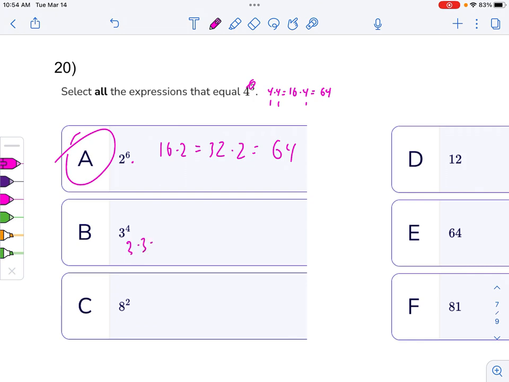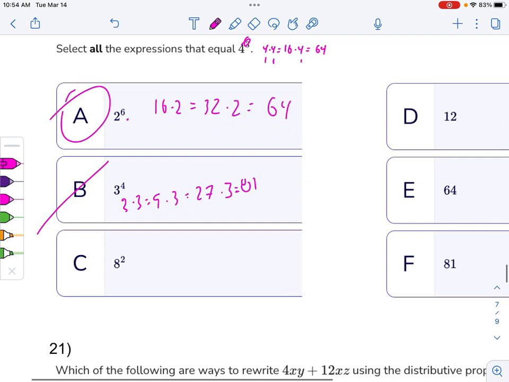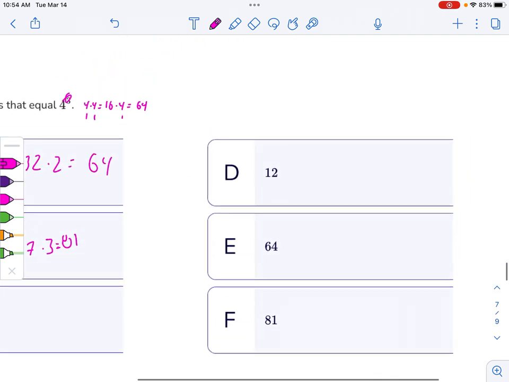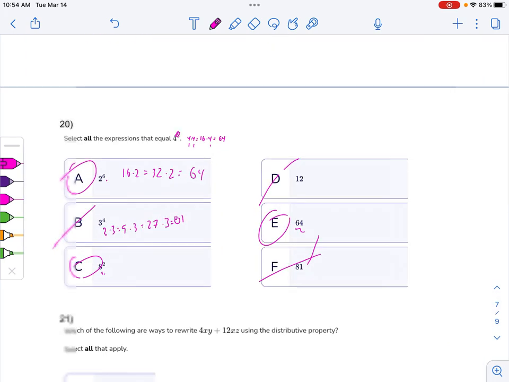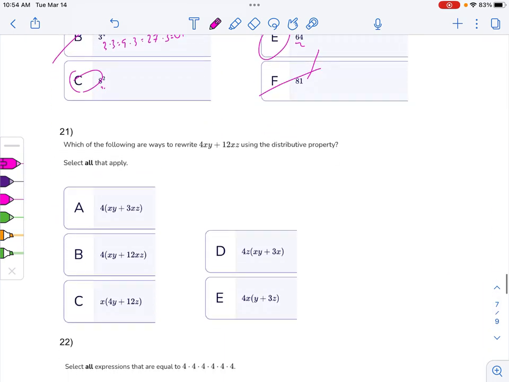Okay, 3 to the 4th power. 3 times 3 is 9. Times 3, which I'm all the way up to 27. Times 3 more. 27 times 3 is like 81. Yep, nope, doesn't work. 8 times 8, that's 64. That works. 12, yeah, no, that's just 12. 64, just chilling here by itself. Yep, that works. And 81, that's a big no, because it's not 81. It's supposed to be 64.